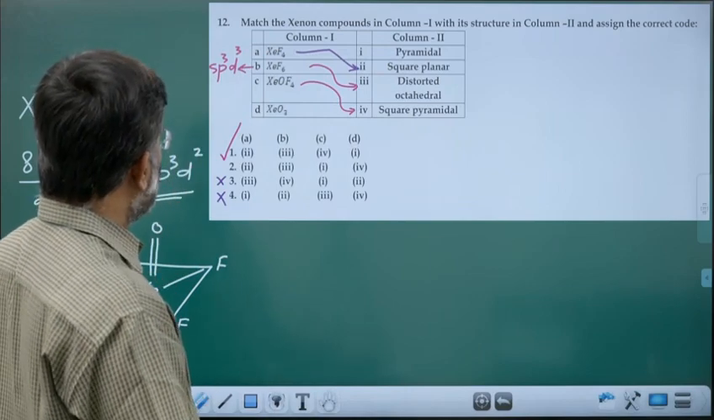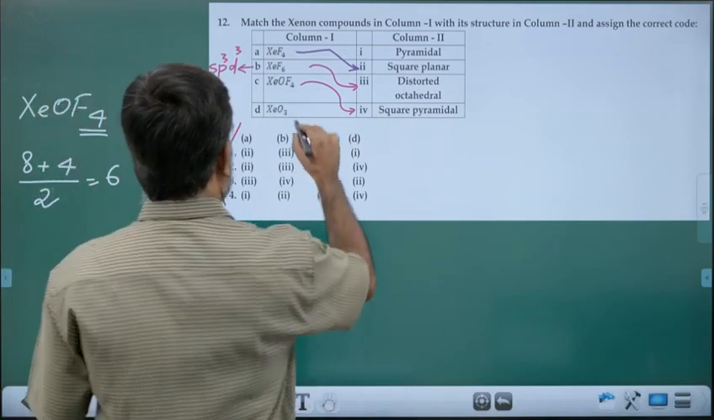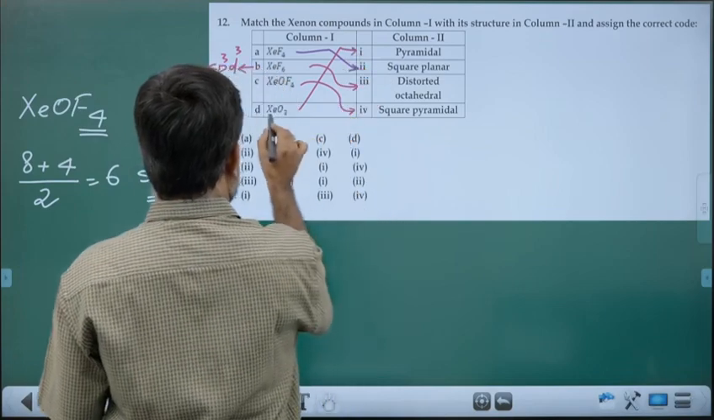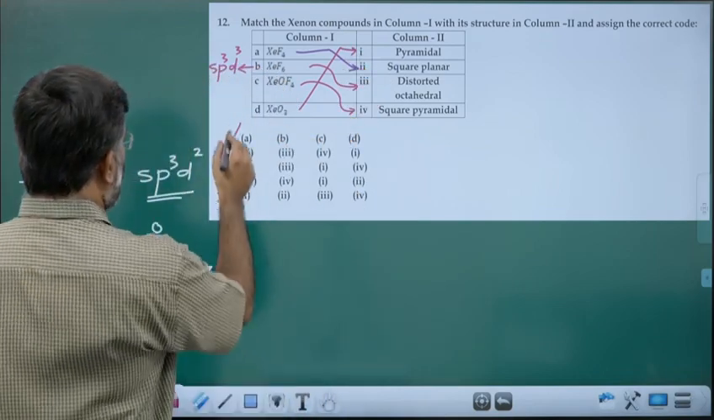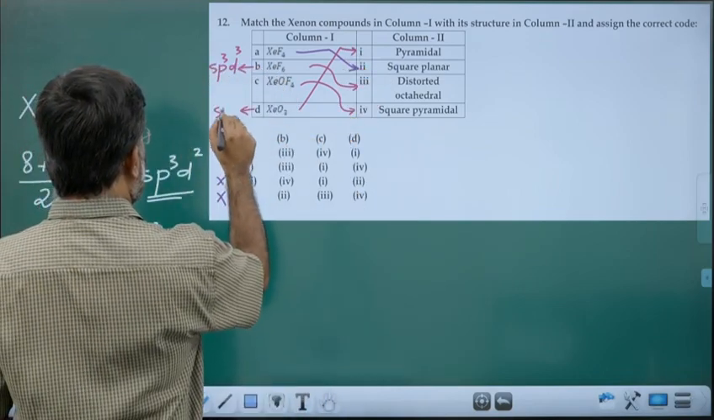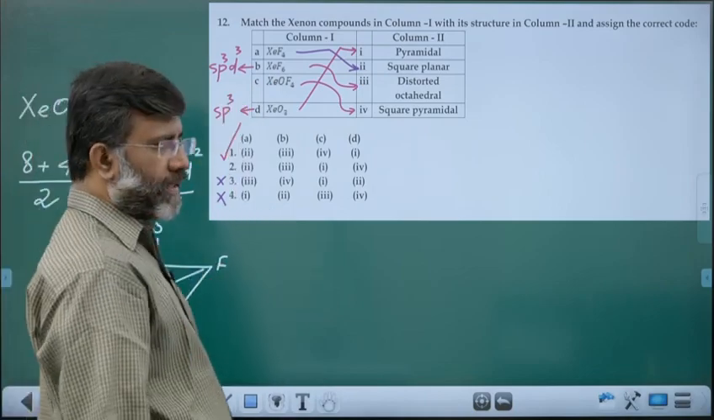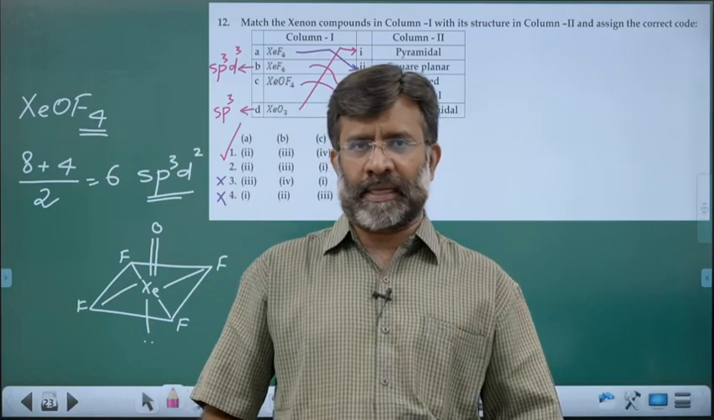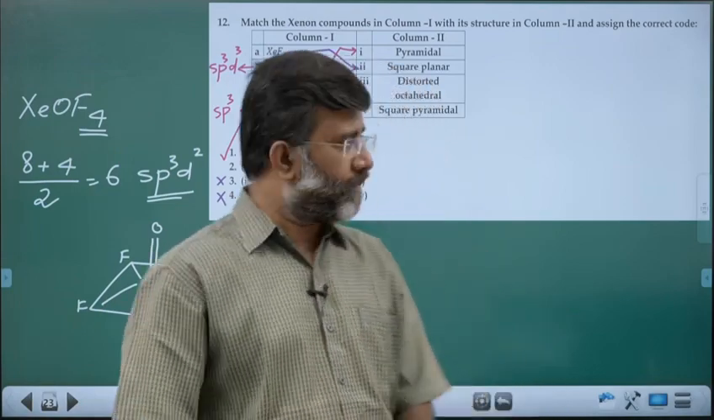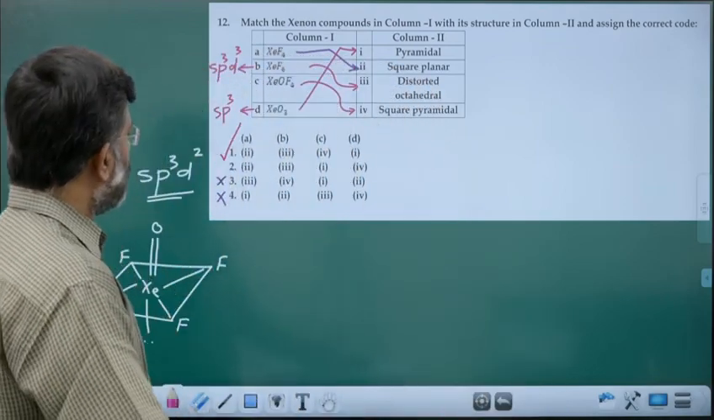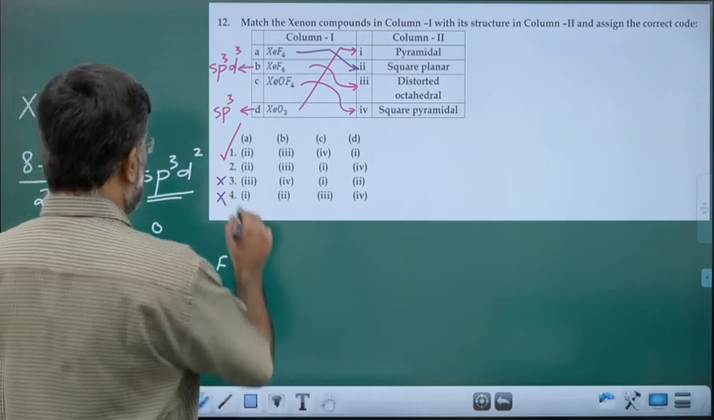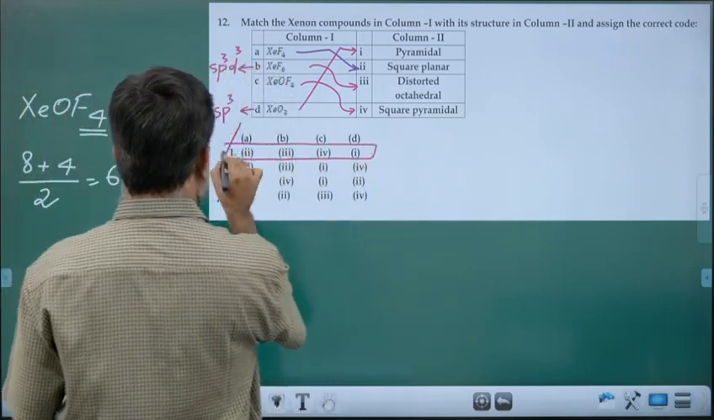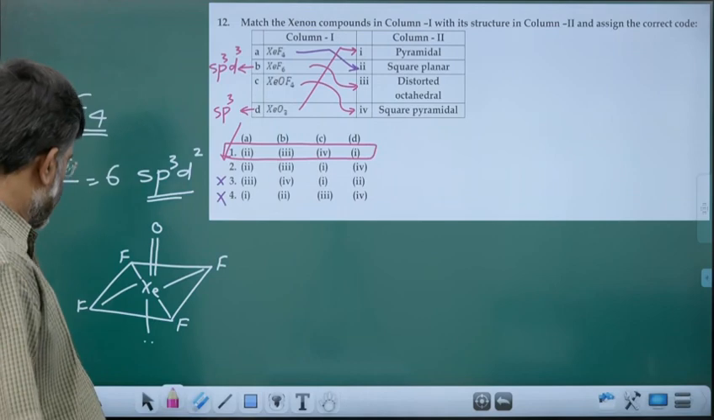What about XeO3? XeO3 is pyramidal because it is sp3 hybridization. The molecule is of the type AB3E. It is pyramidal in shape. Therefore, the first choice is the correct answer. Next question.